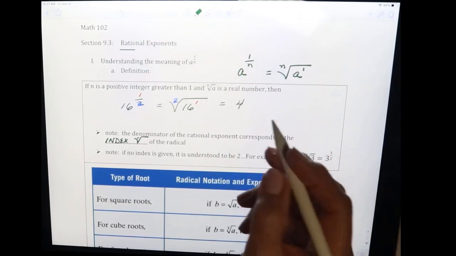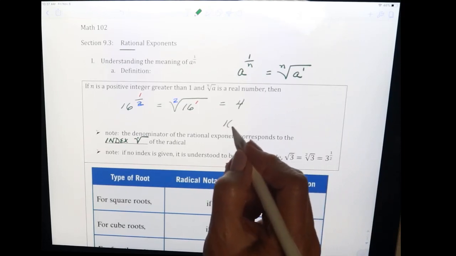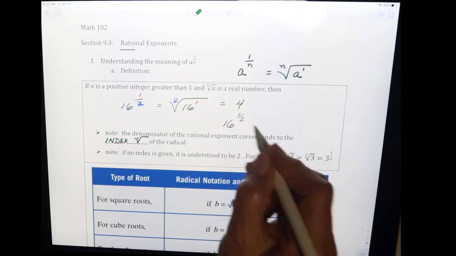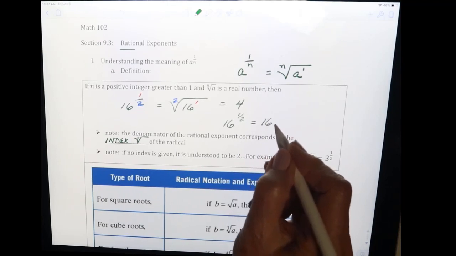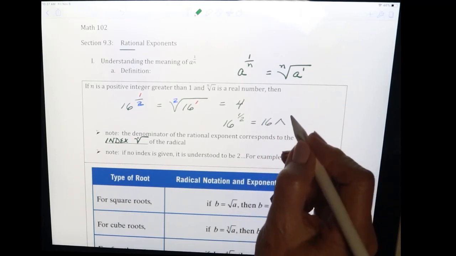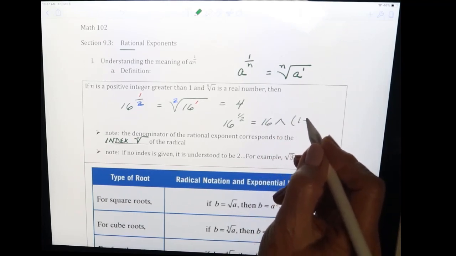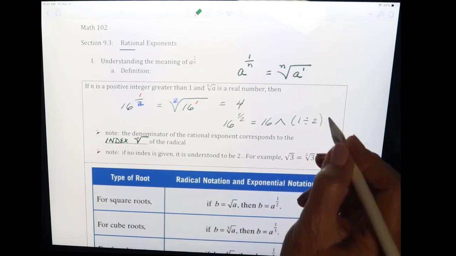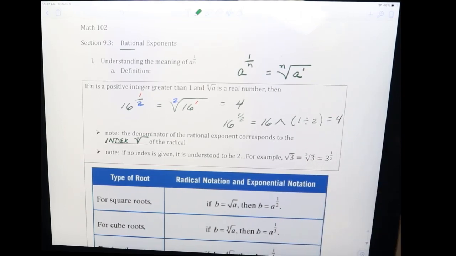So you'll learn on your calculator, if you type 16 to the 1/2 power, for many of you that's just 16 with a little inverted v to the power 1 divided by 2, it will bring you to the number 4. So if you want to practice that with your calculator, you can do that. So here are my notes. The denominator of the rational exponent corresponds to the index of the radical.